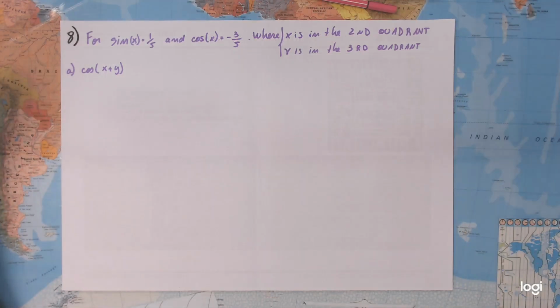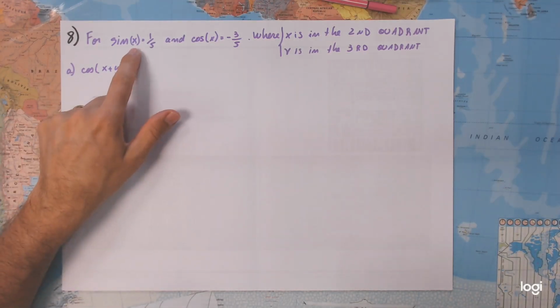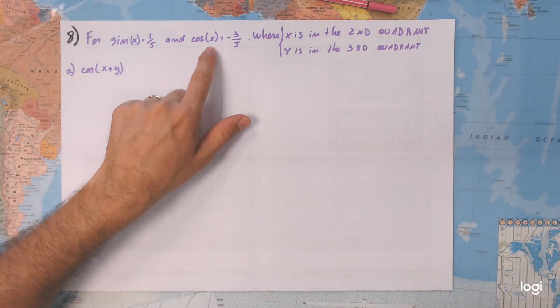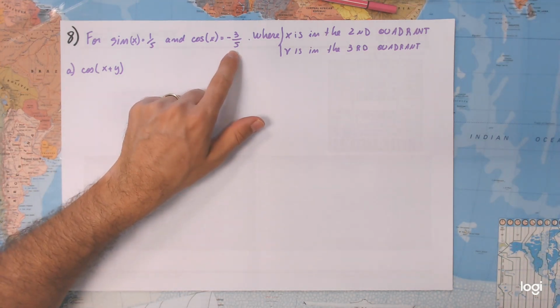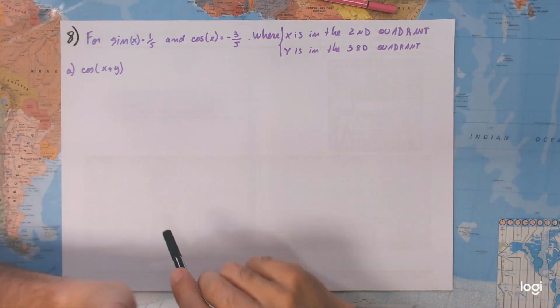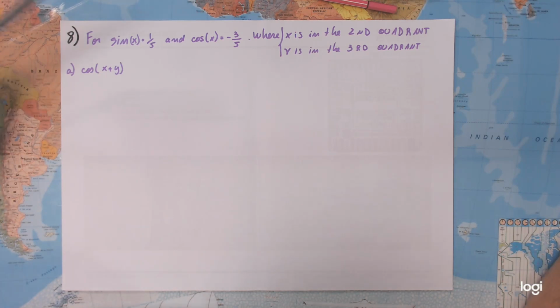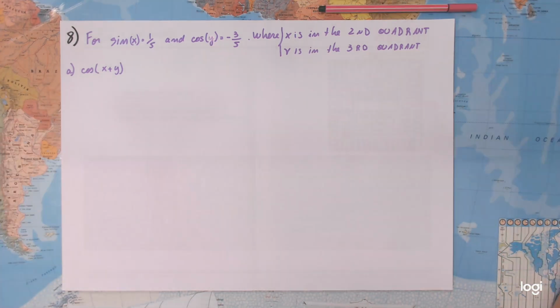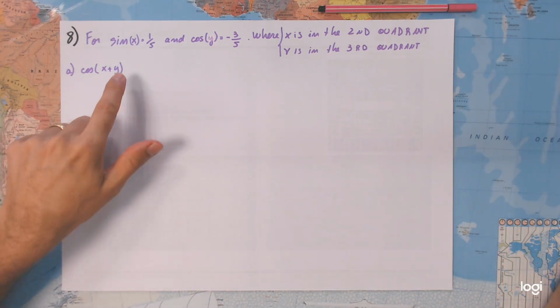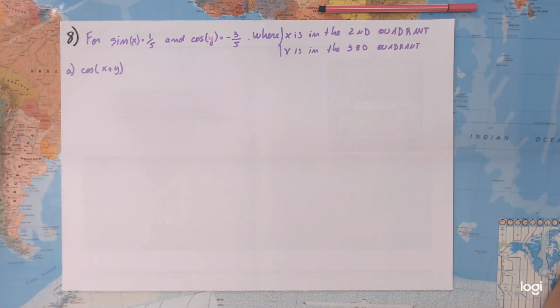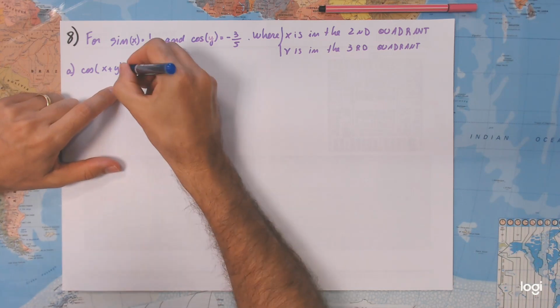And let's get back to our problem. We have sine of x, it is 1/5, and cosine of y, it is negative 3/5. Just one small detail in here. This is y. It is the sine of x and the cosine of y. We have two angles. Now, what are we going to do? Well, we are going to use this formula.